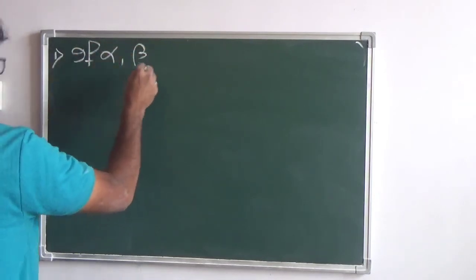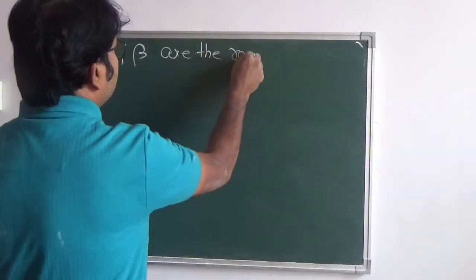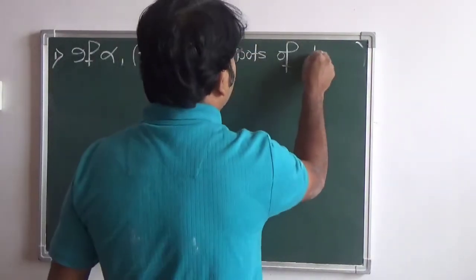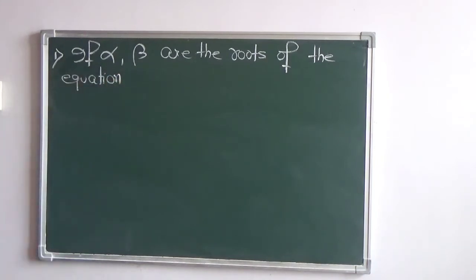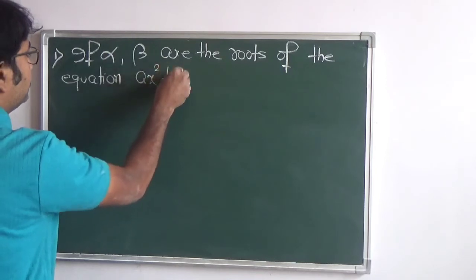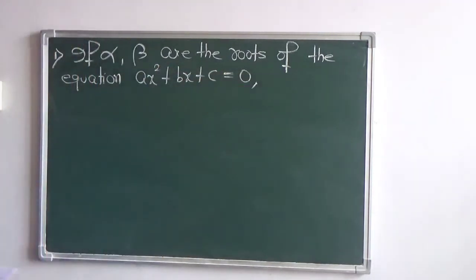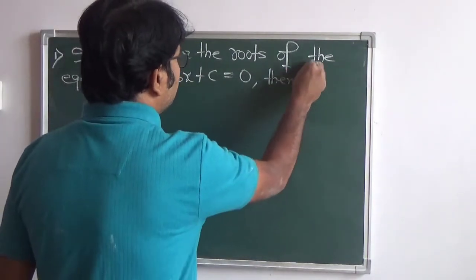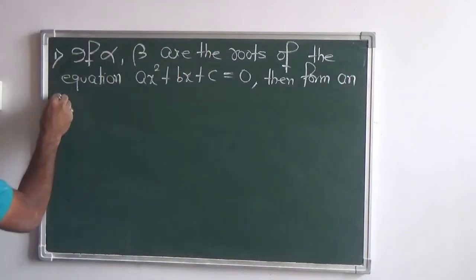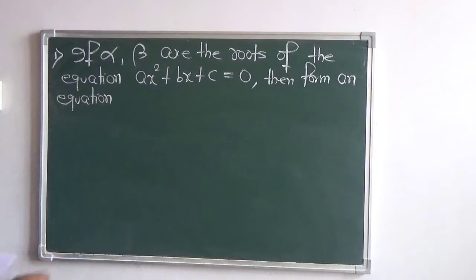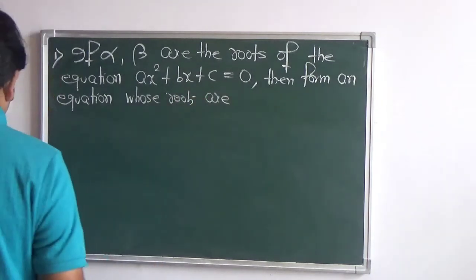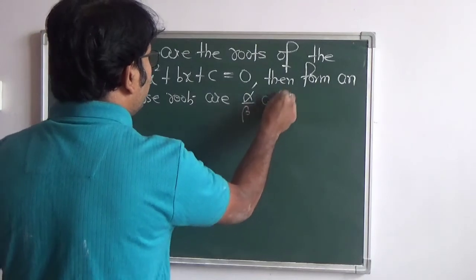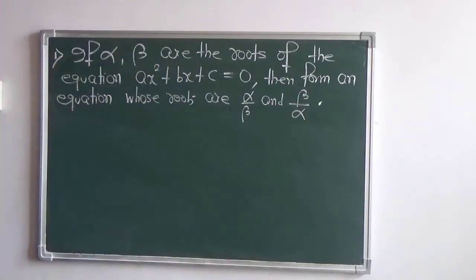If alpha and beta are the roots of the equation x square plus bx plus c equals to 0, then form an equation whose roots are alpha by beta and beta by alpha. Here your roots are given as alpha by beta and beta by alpha.